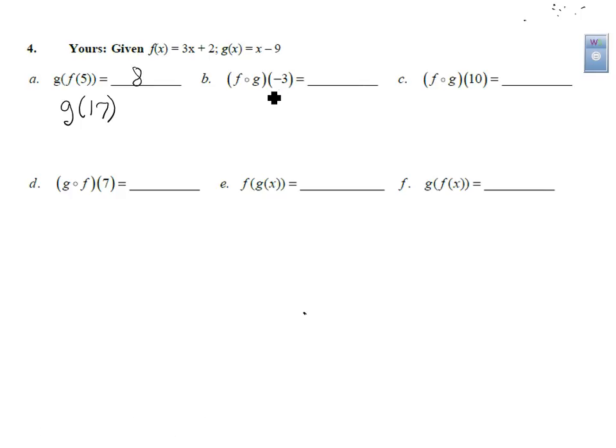F composition g of negative 3. This says plug negative 3 into the function of g. So let's plug negative 3 right there. Negative 3 minus 9 is negative 12. Take negative 12 and plug it in to the function of f. So I'm just going to grab my calculator in my brain. 3 times negative 12 plus 2, and I'm going to get negative 34.